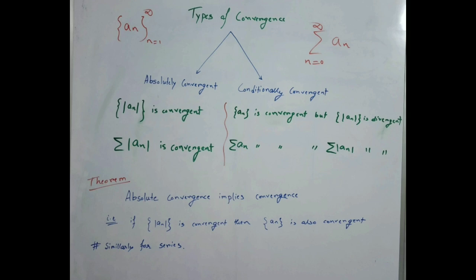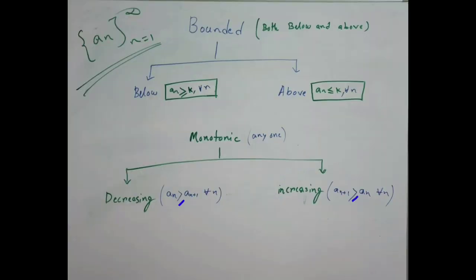And similarly we can say this for series also. And there is an important theorem: absolute convergence implies convergence. So if a sequence is absolutely convergent, then it must be a convergent sequence also. A sequence can be bounded or unbounded, and bounded can be of two types: one is bounded below and another one is bounded above.